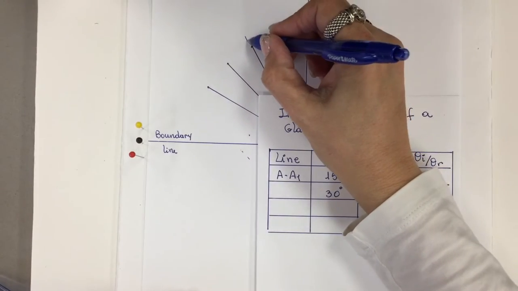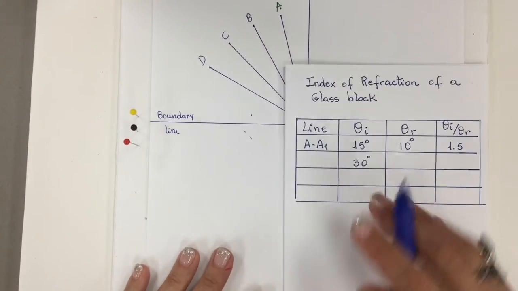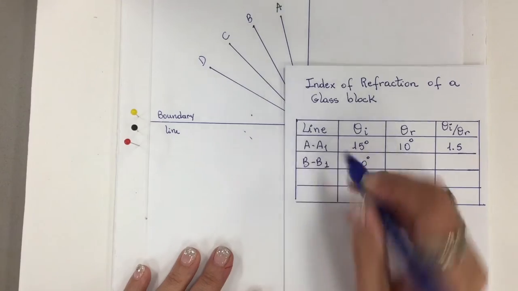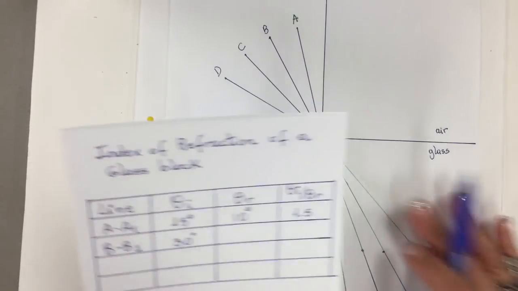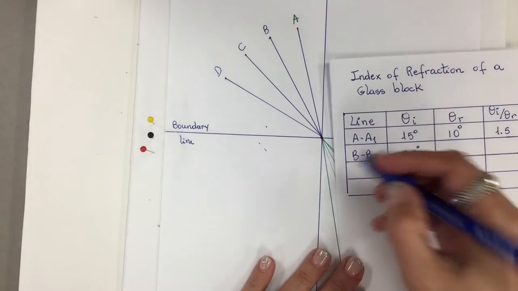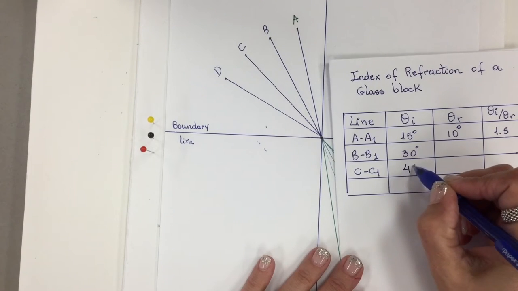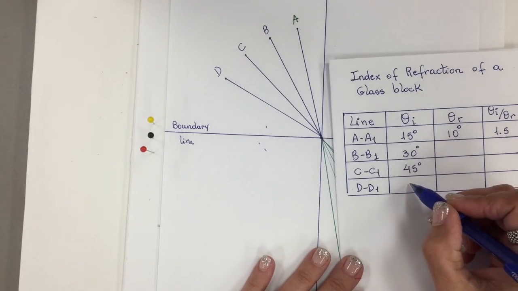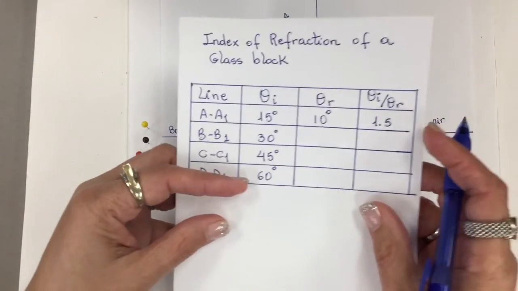Okay, here is my B, this is my C, and this is my D. Now I'm gonna complete this table. So 30, and this is my B1. The angle I will measure in a minute, but let me finish here these lines. So this is C1, which is 45 degrees, and D1 is 60 degrees. So these are my incident angles.